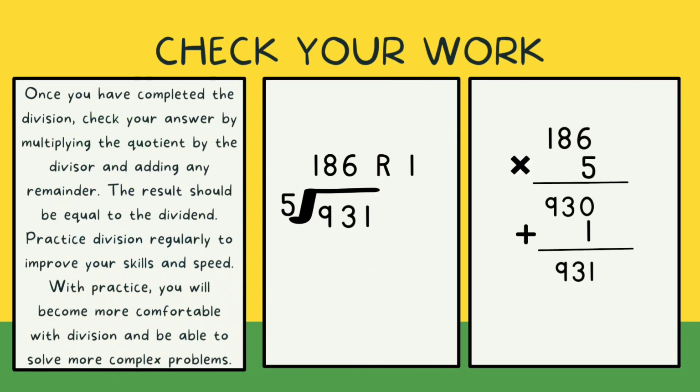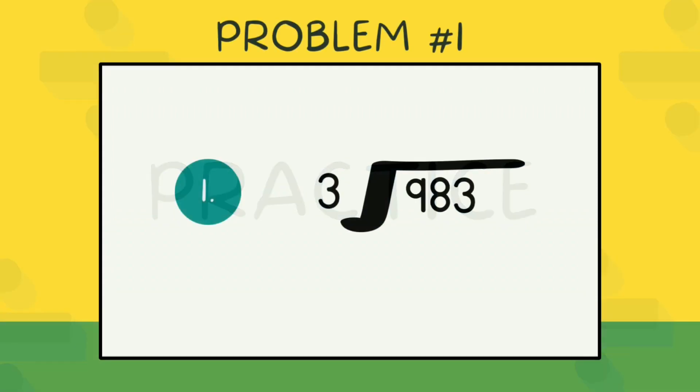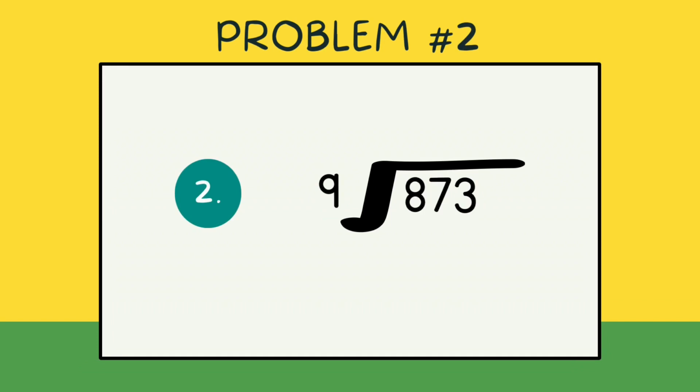Check your answer. Once you have completed the division, check your answer by multiplying the quotient by the divisor and adding any remainder. The result should be equal to the dividend. Practice division regularly to improve your skills and speed. With practice, you will become more comfortable with division and be able to solve more complex problems.